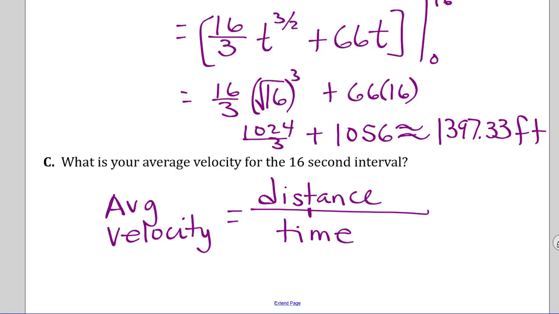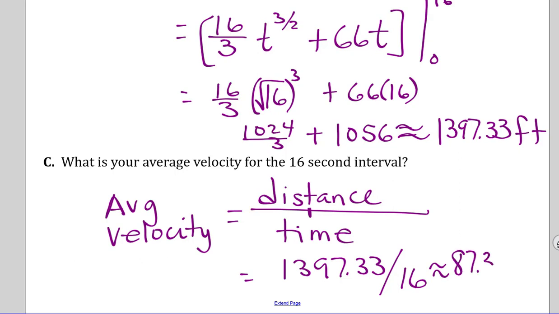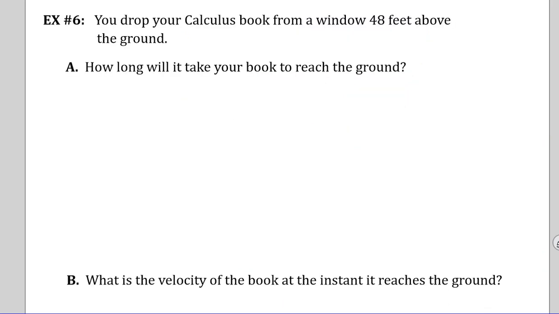Okay, and so we'll take the number that we just calculated, 1397.33. We're going to divide that by 16. And so we get an average velocity for the interval of approximately 87.33 feet per second. Okay, that was a long problem.